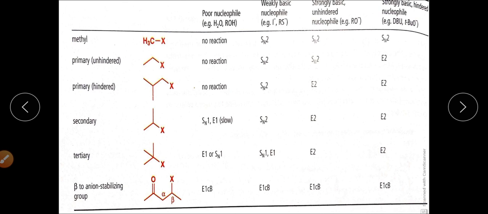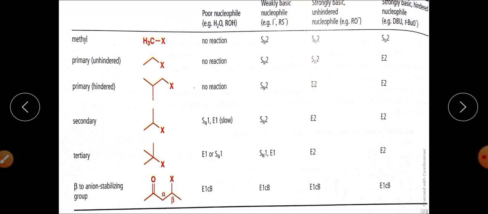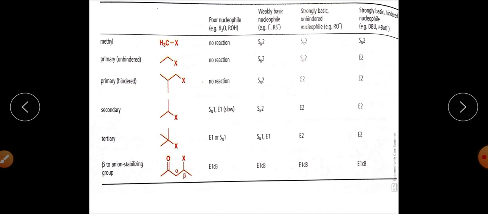So that's all about today's class, and tomorrow we will discuss different types of reactions and what is the difference between E2 and E1 mechanism, and how these factors will ultimately be affecting the rate.